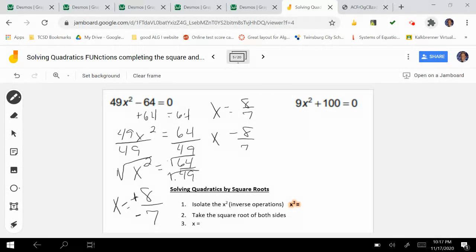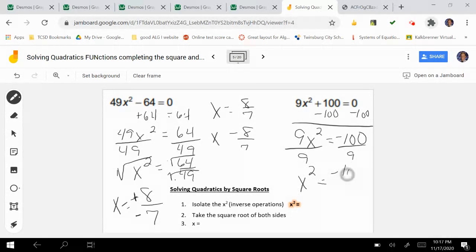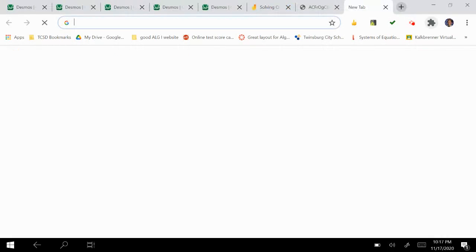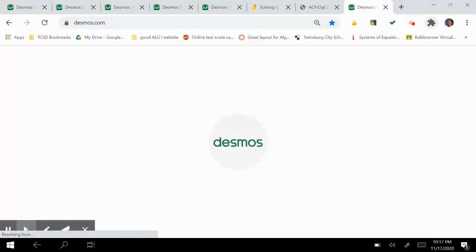Here, I'm going to isolate by subtracting 100 because I'm going to get rid of that constant first. So I get 9x squared equals -100. Divide this by 9, divide this by 9. X squared equals -100 divided by 9. I actually didn't do this in Desmos, so let me just do that real quick to show you what's going to happen.